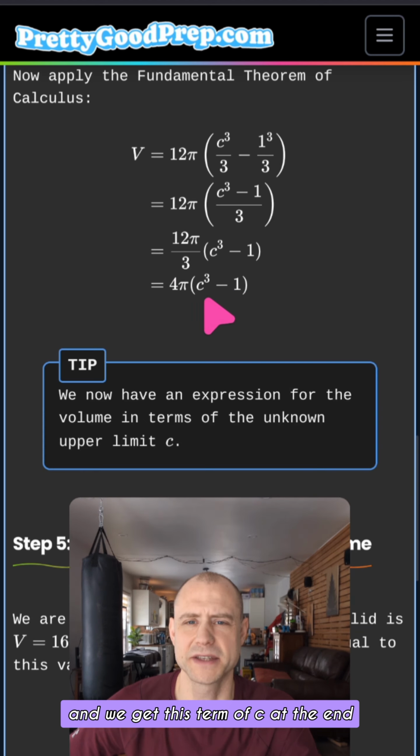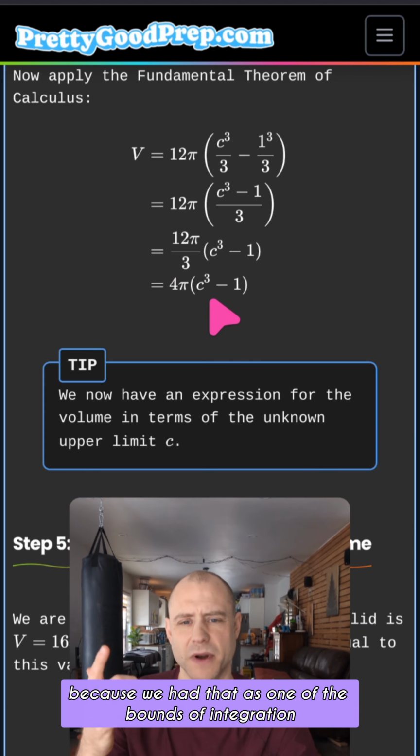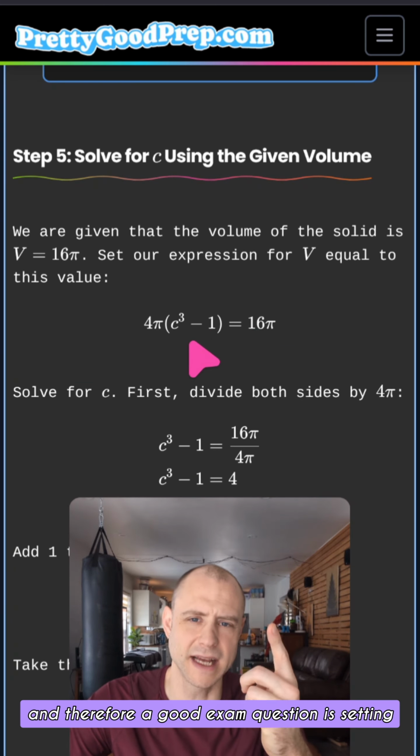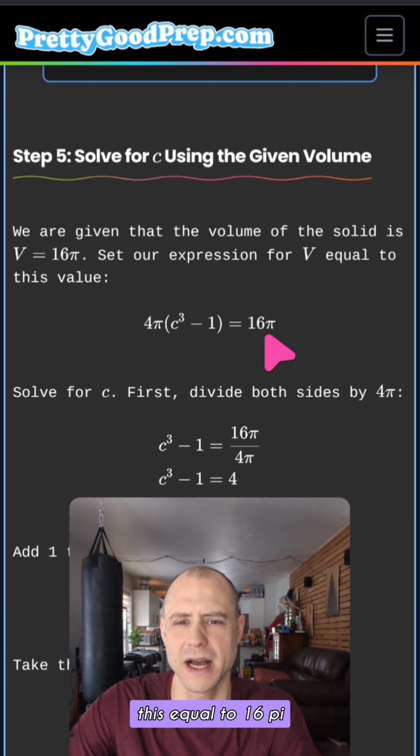We integrate it and we get this term of c at the end because we had that as one of the bounds of integration. And then the last step that makes this a little bit of a twist, and therefore a good exam question, is setting this equal to 16 pi, which is what we were given in the question.